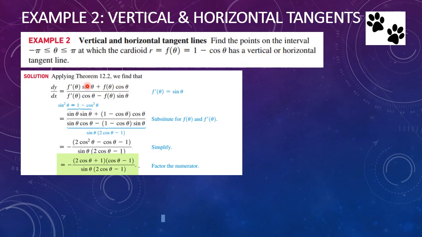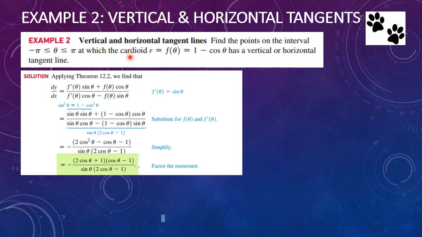Now, why are we going through all these steps? We're trying to find out the derivative. And remember, we're looking for vertical and horizontal tangents. Okay, vertical tangents occur where the derivative is undefined, or since we have a rational expression, where the denominator is 0. So we're going to look for the values of theta where sine of theta is 0. We're also going to be looking for values of theta where 2 cosine theta minus 1 equals 0.